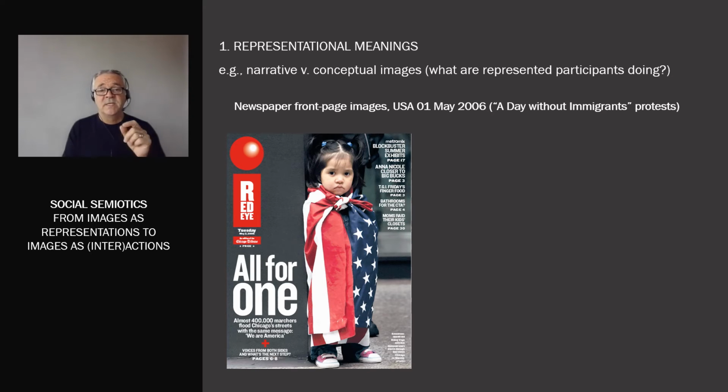And the first one is this rather conceptual image that I'm showing you here. This is an image which offers a general idea or a feeling rather than a detailed narrative. We have a single person, a child, wrapped in the US flag and staring slightly mournfully at the camera, which in other words means she's looking at us. Remember this point for later.